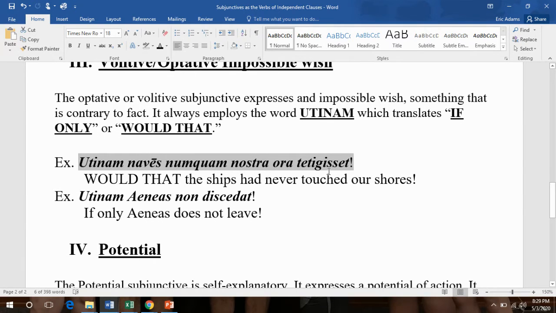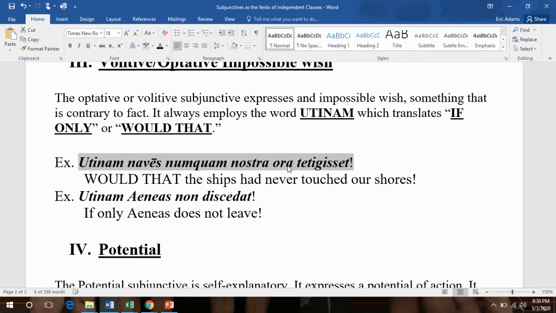So, tetigeset is from tango, tangere, tetigi, to touch. It is a pluperfect, and so: would that the ships never had touched our shores. In other words, Ariadne is expressing that she wished she had never even met Theseus, that Theseus had never arrived. Of course, that's an impossible wish because he did. Same way with Dido wishing that Aeneas, it's kind of like in a bad breakup, I wish I had never met you. And so that is what we have here. When you say, I wish I had never met you, then that is that impossible wish.